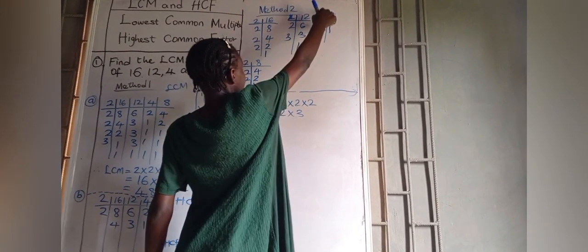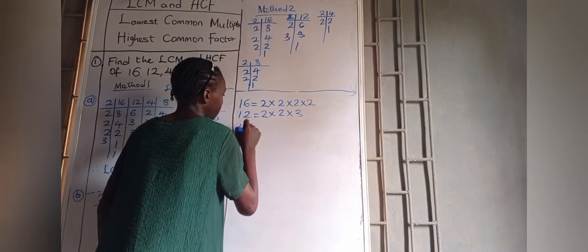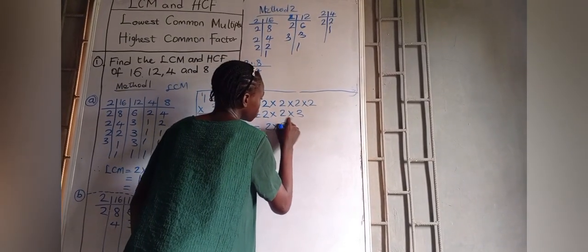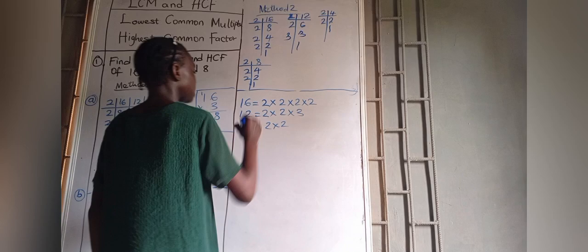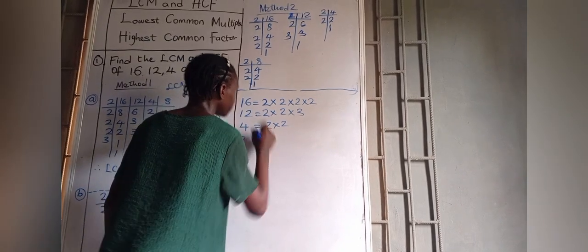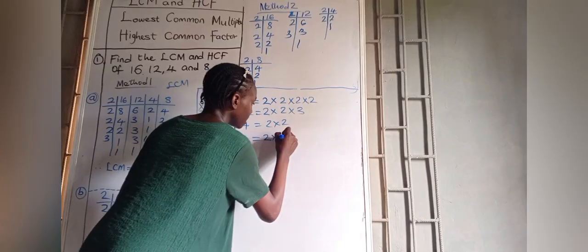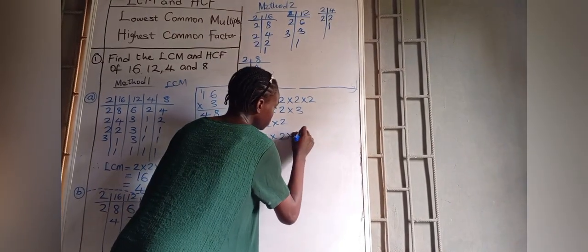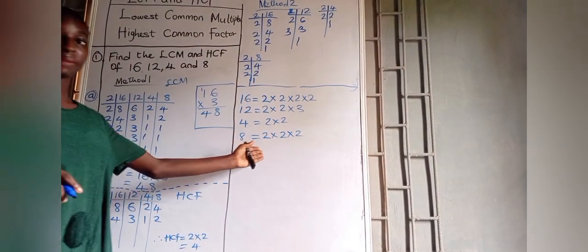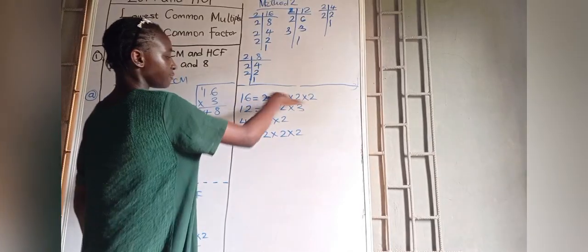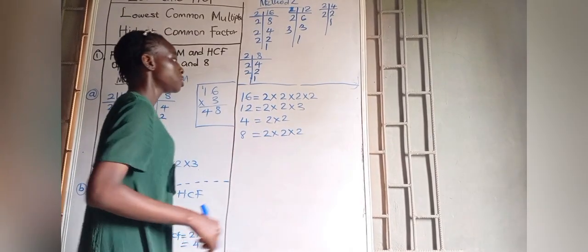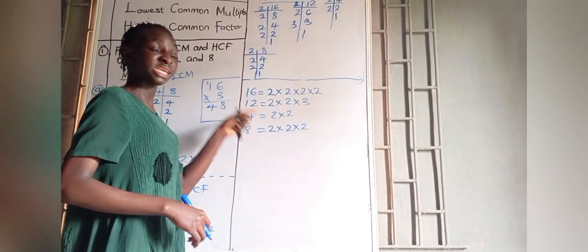For 4, I write the factors that are here on this line. That's 2 times 2. For 8, I also write the factors that are here on this side: 2 times 2 times 2. So this is what is called the product of the prime factors. So I write this in multiplication form. So right now I'm going to put each of them in index form.